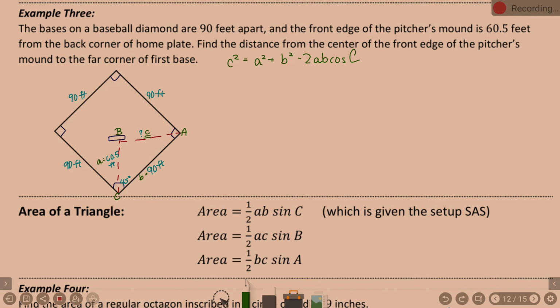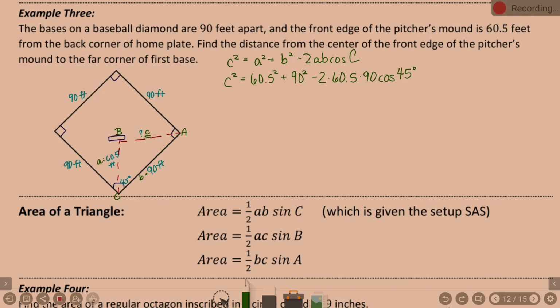So if I fill this in, c squared is what I'm trying to find. A squared, so 60.5 squared, plus b squared, 90 squared, minus 2 times 60.5 times 90 times the cosine of 45 degrees. Okay, is it coming back to us a little bit now?